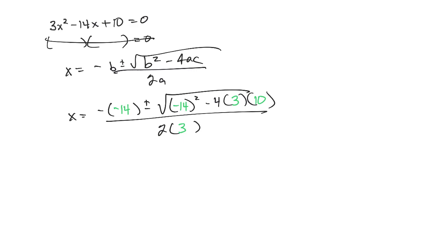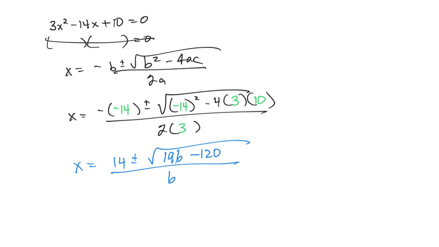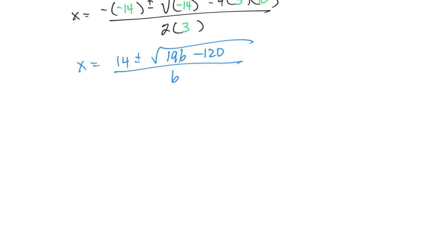Okay, so simplifying this, I get a positive 14 plus or minus square root. Negative 14 squared is a positive 196. Careful with that. Minus 120 all over 6. Okay, feeling good so far. 14 plus or minus, that'll be 76 all over 6.